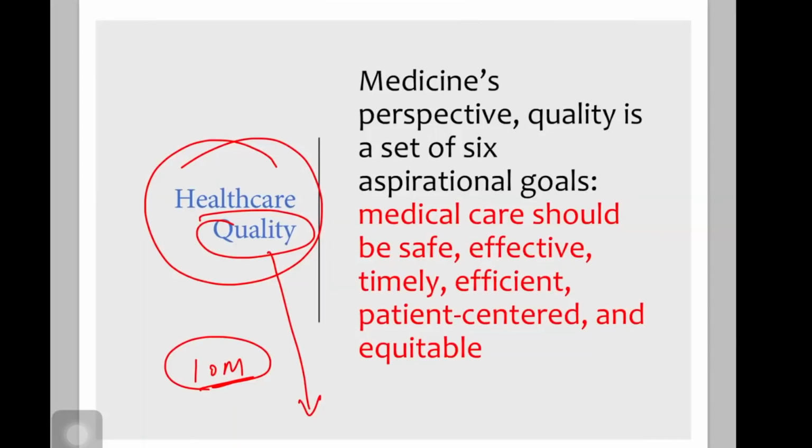For example, they say healthcare quality is at a top level, or good quality, if the medical care is safe, if the medical care is effective, efficient, patient oriented, and equitable. If all the characteristics are met by a certain healthcare organization, then according to the IOM, they are at the highest level of healthcare quality.